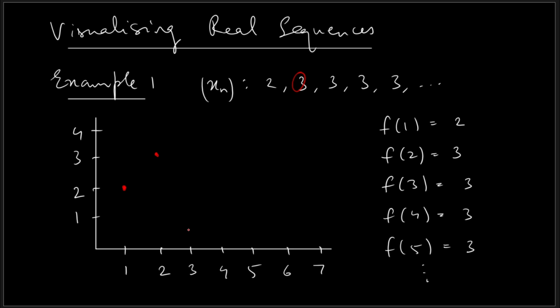Third term is also 3. So we plot 3 comma 3. Fourth term is also 3. So we plot 4 comma 3 and so on. So this is the sequence that is formed. This is the kind of graph that is formed from this sequence, right? So it kind of goes like this. So that's what is written here.